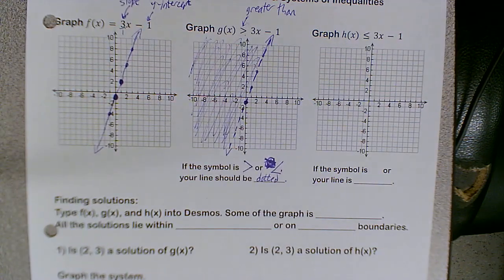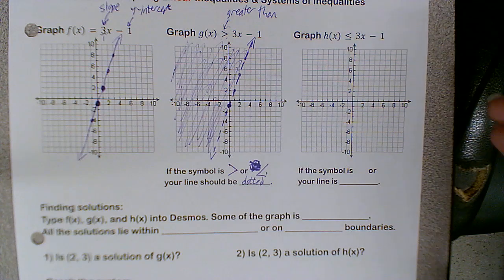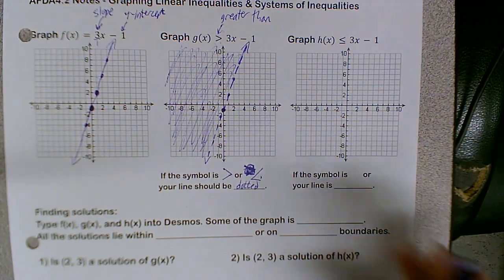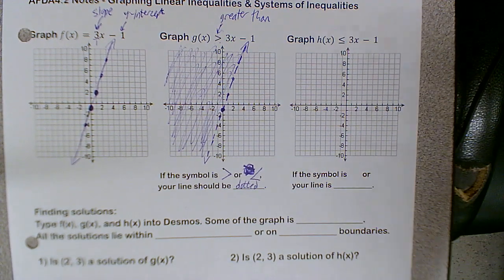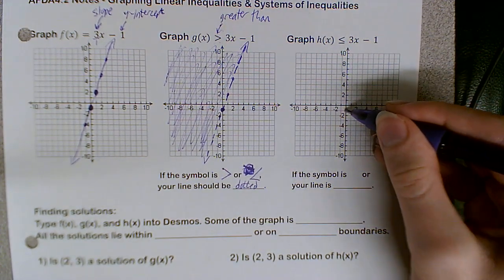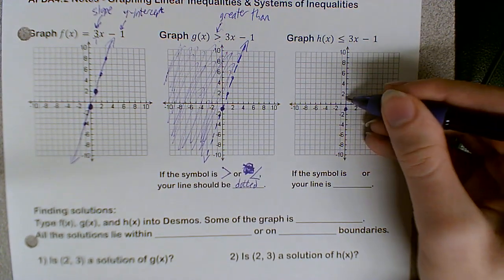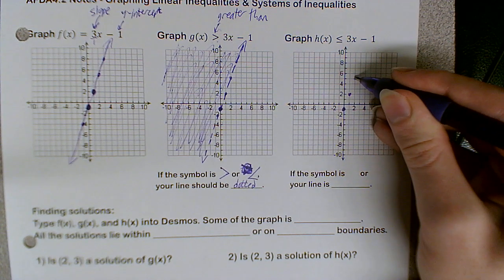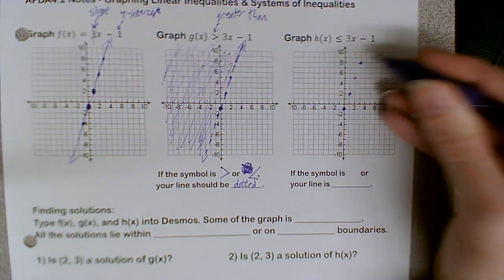So now for the last part. For the last part, we have h of x here, which is the same graph but with a less than or equal to sign. All right. So we have 3x minus 1. We start at negative 1. We go up 3 over 1. 1, 2, 3 over 1.